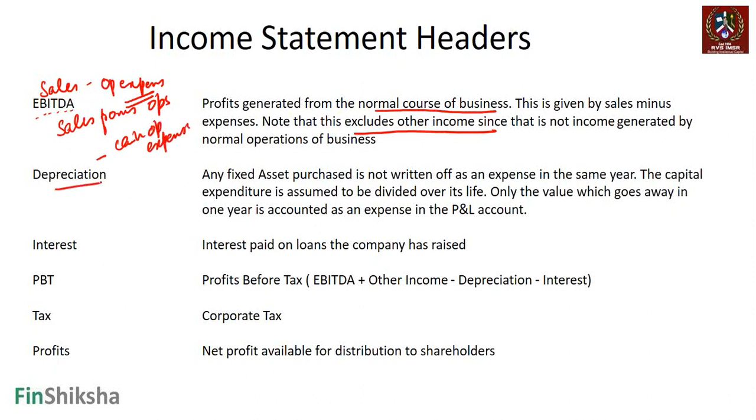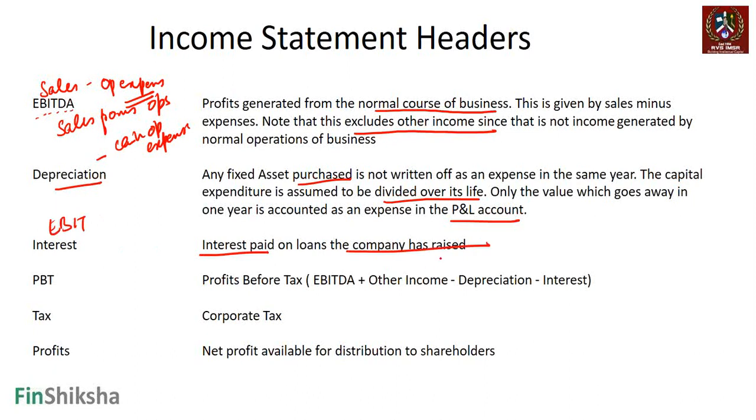From that you subtract depreciation, again something that we're going to look at in more detail. Any fixed asset purchased is not written off as an expense in the same year. The expenditure is assumed to be divided over its life. Only the value which is written off in one year is accounted as an expense, right? That is what gets accounted in the P&L as the expense. Then you get EBIT, from which you can pay the interest.